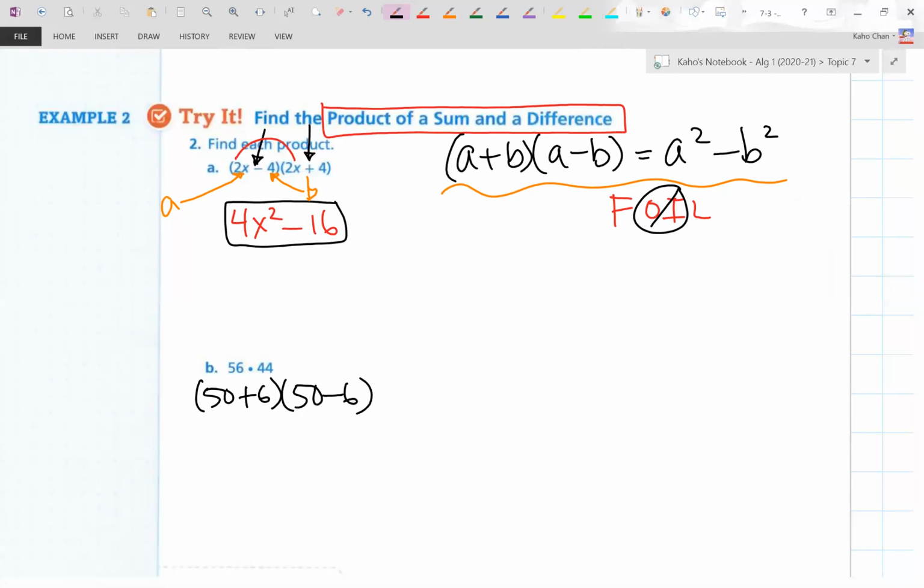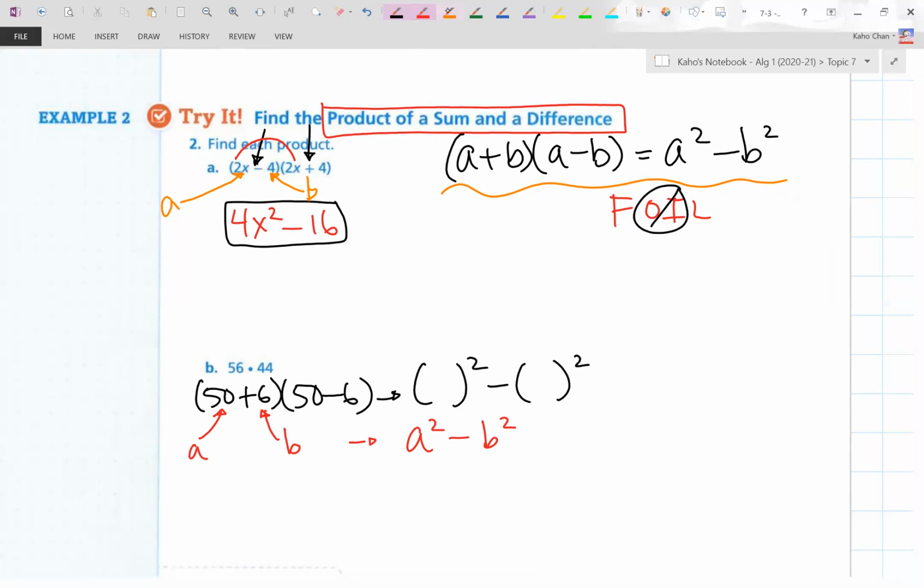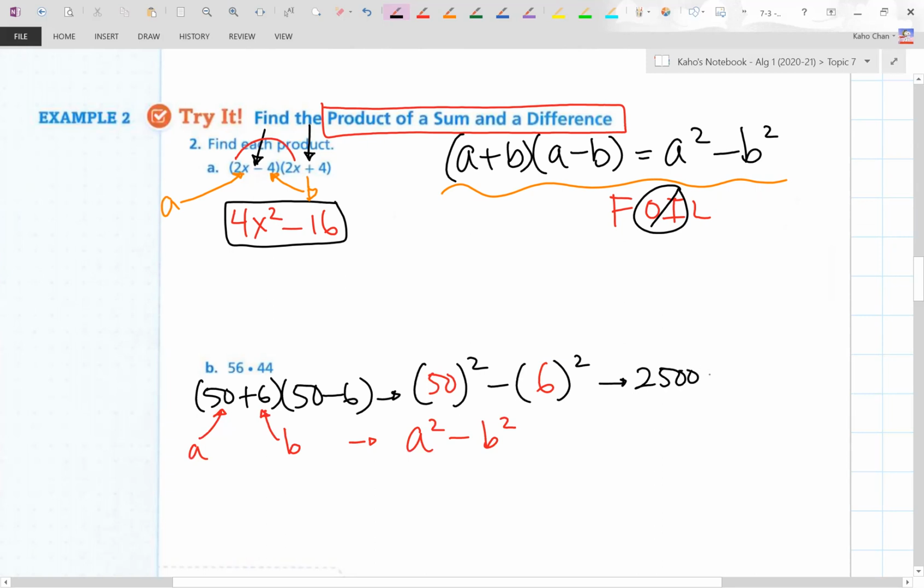All right, we're going to FOIL this. A is 50. B is 6. We're going to use the pattern up here. And this becomes a squared minus b squared. So let's just put it in there. A squared minus b squared. A is 50. B is 6. That's it. We just clean that up and we're done. 50 times 50 is 2,500. And 6 squared is 36. And when we subtract, we get 2,464. Yes. So that's an interesting way of approaching these problems.